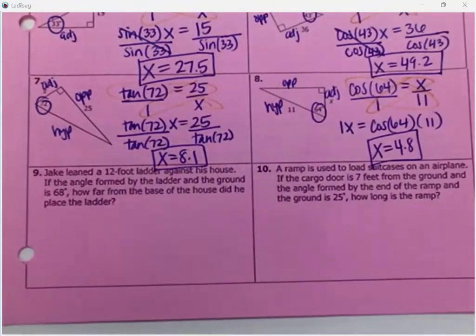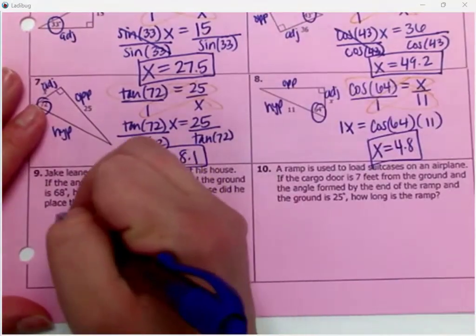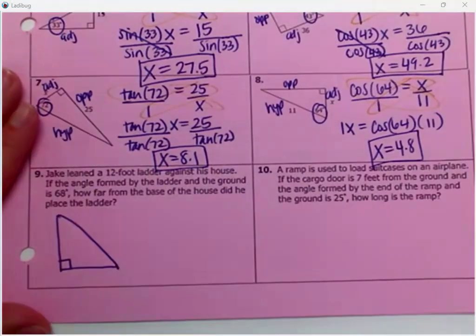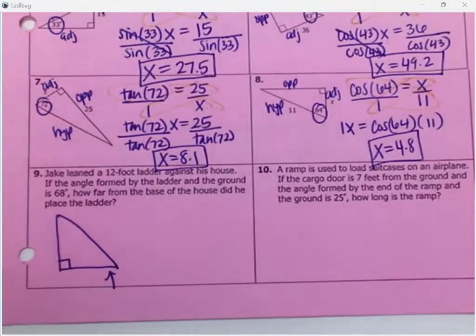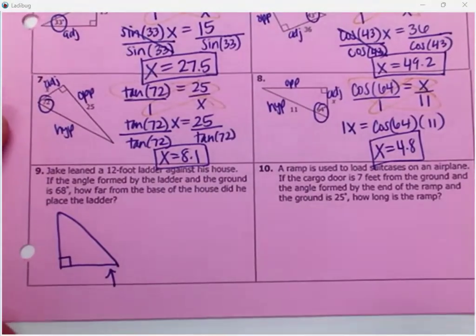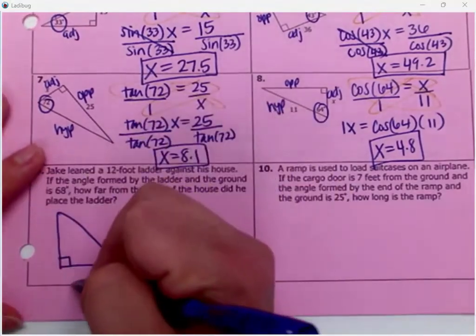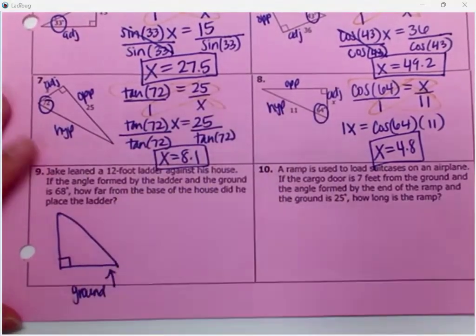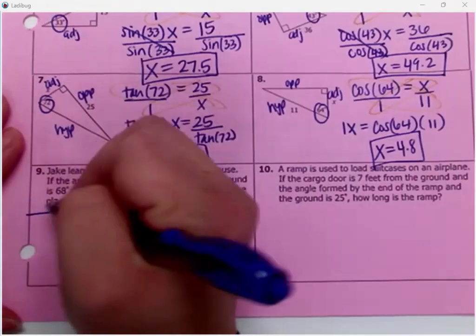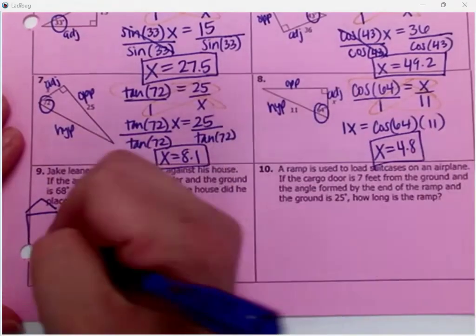It says Jake leaned a 12-foot ladder against his house. If the angle formed by the ladder and the ground is 68 degrees, how far from the base of the house did he place the ladder? What shape should I draw? Right on. A right triangle. So there's my right triangle. What is this considered in the picture? A corner. Okay, yes, it is a corner, but technically this is considered the ground, because technically this is my house. Does that make sense?